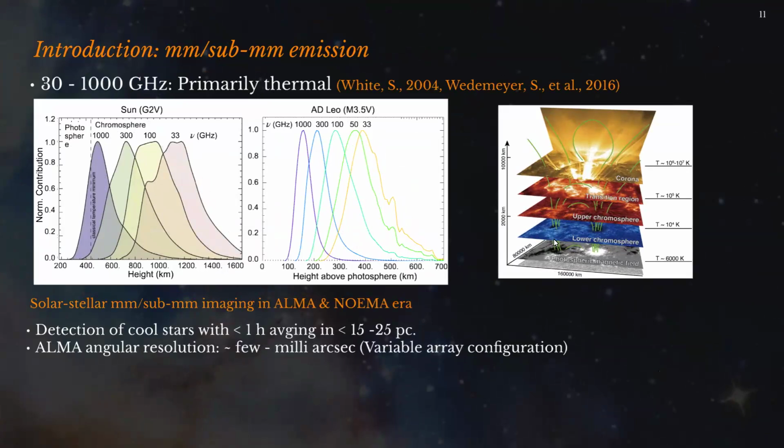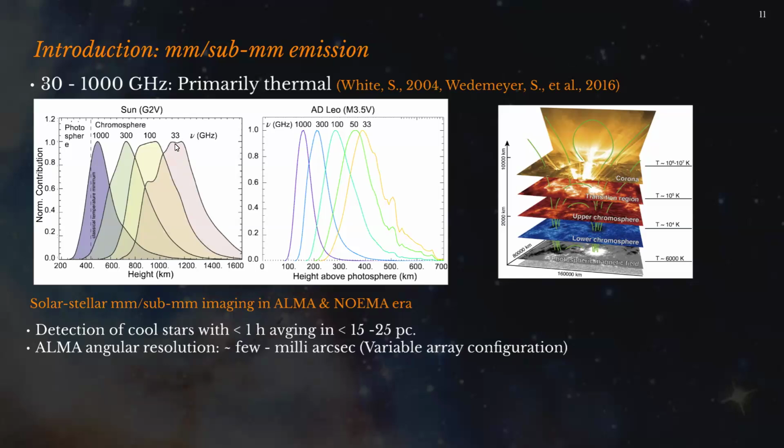Why is this interesting? This is a plot made based on the 3D atmospheric model of the sun. And what we did is ask what the emission contribution functions are for these different millimeter frequencies, from 30 to 1000. If you plot these contribution functions, you can see that they peak at different heights in the chromosphere.